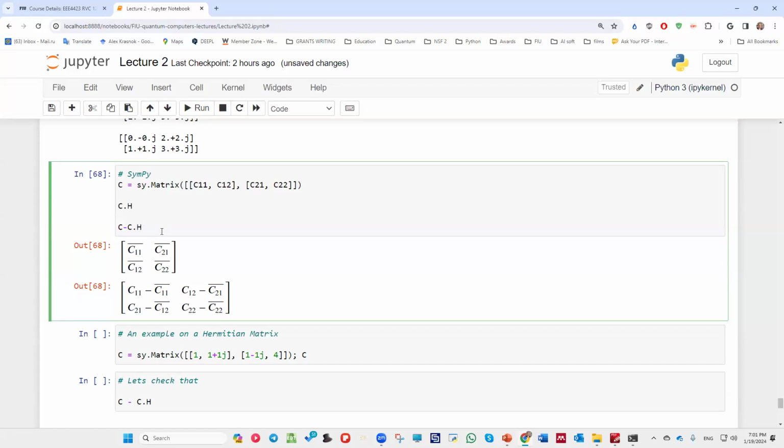This is interesting. And in order for matrix C to be Hermitian, we can see that these elements must be zero, right? So this line over the element indicates the Hermitian conjugation. From here we see that these diagonal elements must be real valued, and these off-diagonal elements must be conjugated for a matrix to be Hermitian.